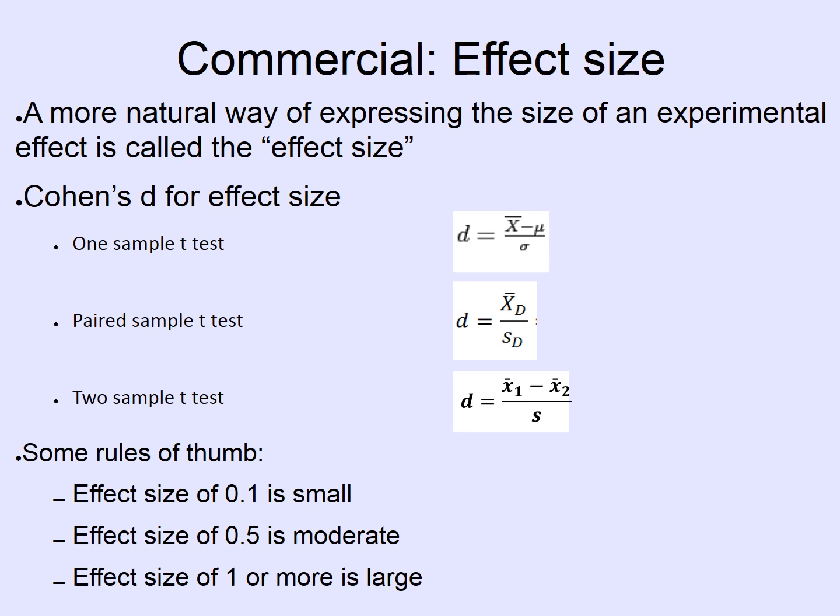These are called Cohen's d for effect size, and there are some rules of thumb. 0.1 is small, 0.5 is moderate, and an effect size of 1 or more is large. Of course this depends on the field you're in, but this is a good rule of thumb. It can help other people who are following up with similar experiments. If you want to do meta-analyses, which we're not really going to get into here, but if you want to combine data from multiple experiments, effect size can be very important to have in your data analysis, so someone else could look at that and combine it with another study.